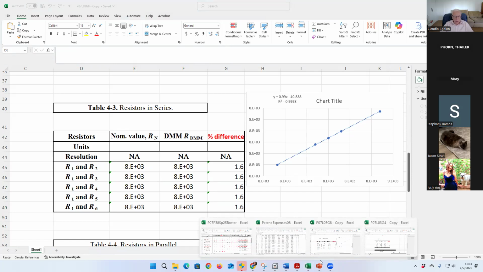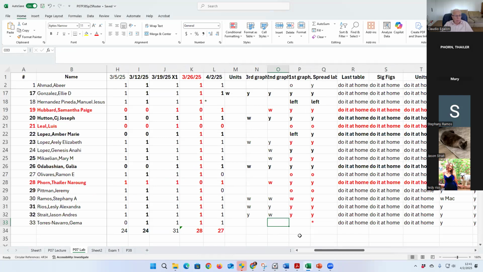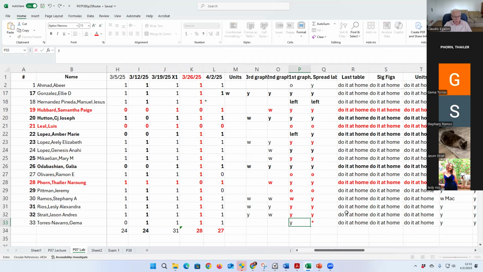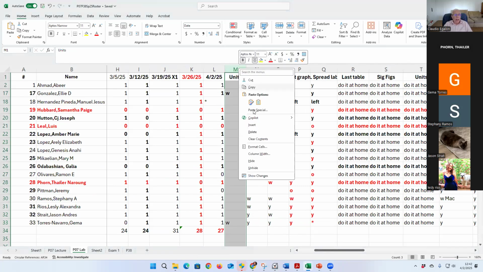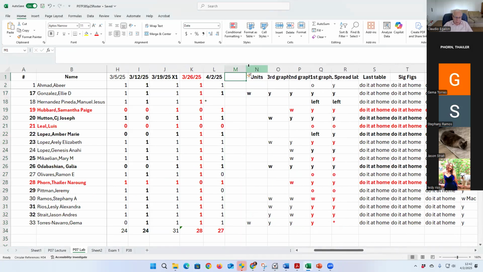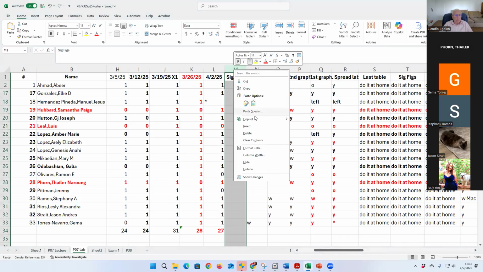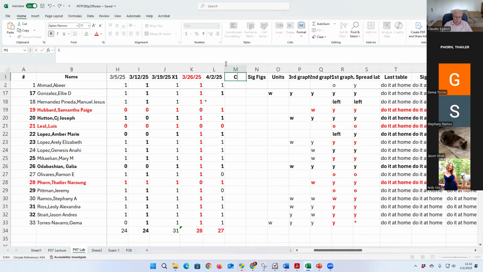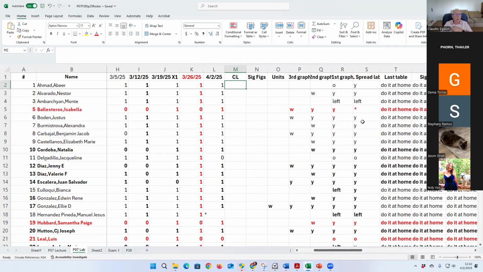It's 12:40, we are running out of time. Hema, did you finish the first graph? Yeah, I'm done with all the graphs. Oh, all three. Okay. Did you start working on the units? Yes. Okay, so you're working on the units right now. After the units, you work on sig figs, and after the sig figs, you work on the CL, right? It's 12:42 right now.